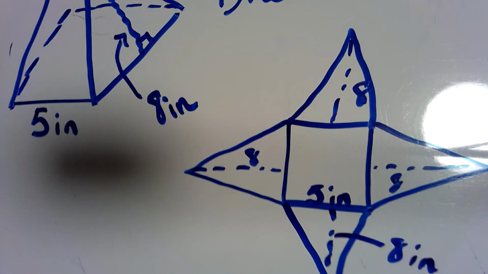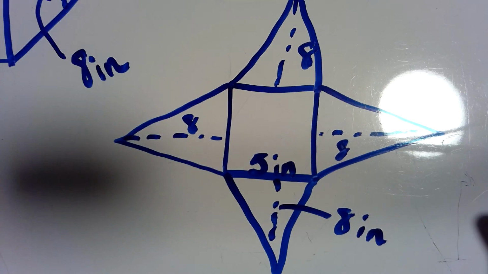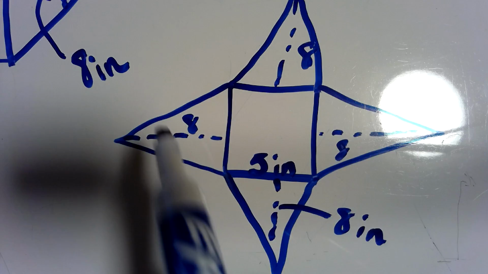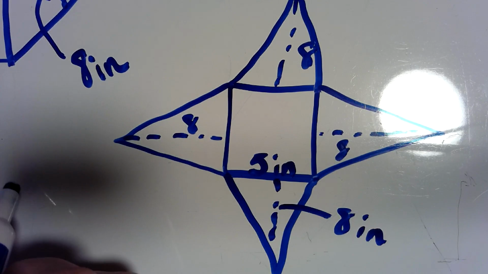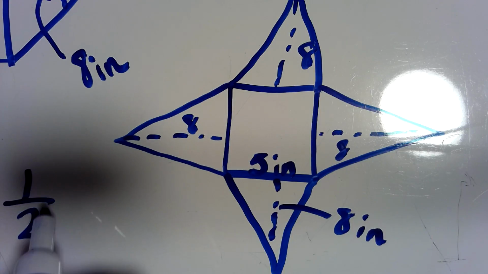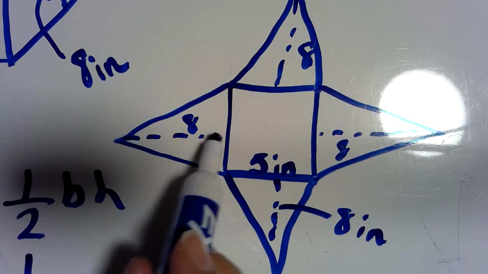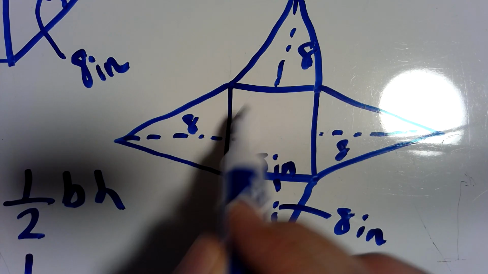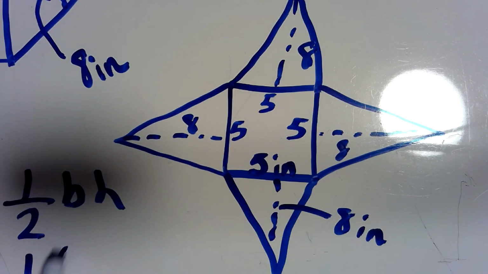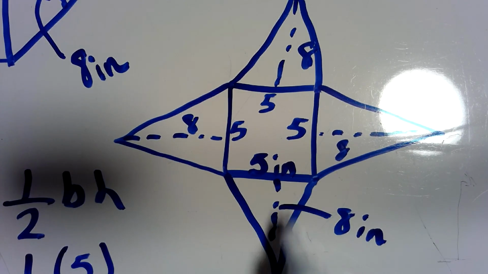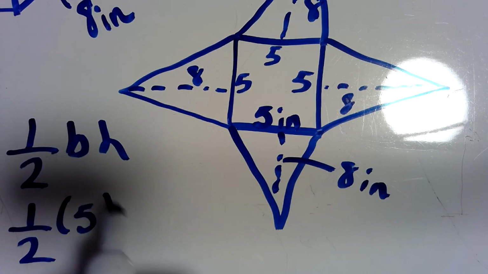Okay, so the next thing we're going to do is find the area of one triangle, and there are 4 of them, so I'm just going to multiply that by 4. I'm going to use my area formula for a triangle, 1/2 base times height. Remember, this is 5 here and 5 here and 5 here, so the base is 5, times the height, which is 8. So 1/2 times 5 times 8.